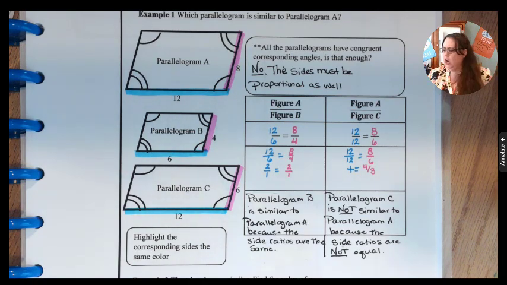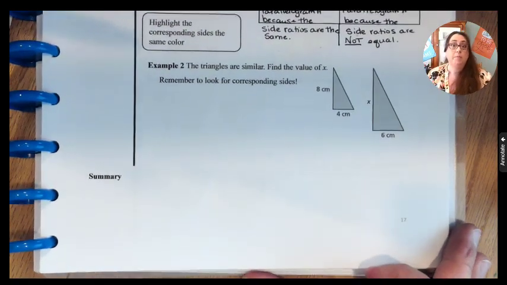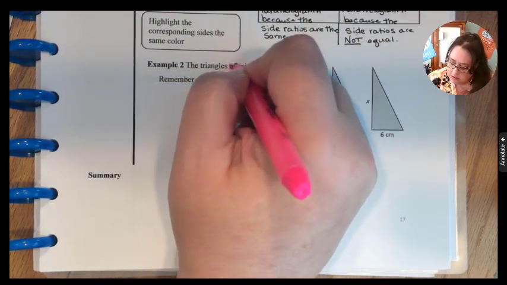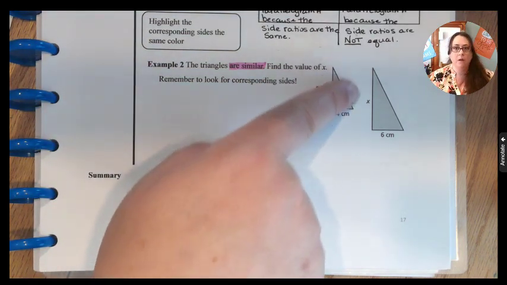So why do we care about whether or not they are similar? Well, similarity helps us solve problems. So let's look at this. In this case, they're telling us the triangles are similar. So now we know that they have similarity, and what we want to find out is how long is X.